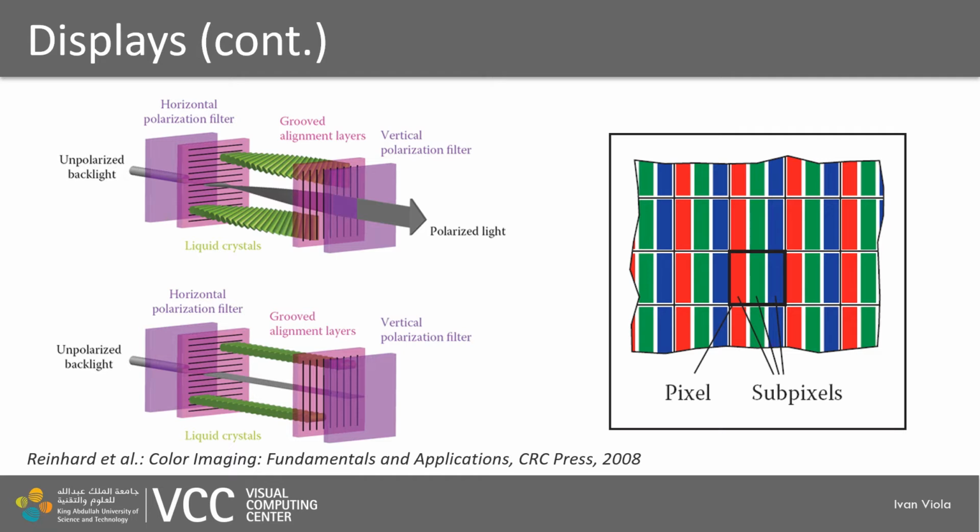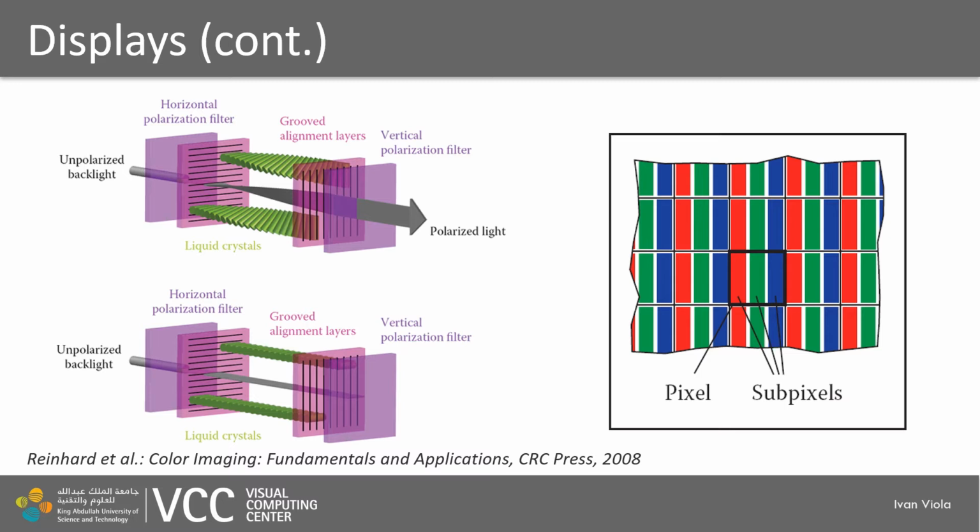This can be shown in the images on the left. On the bottom, please see first where you can see that this is when the liquid crystals are turned off. So we will have a backlight, which is unpolarized, and then we will have a horizontal polarization filter. So only the polarized light, which is oriented horizontally, will be passing through this filter.